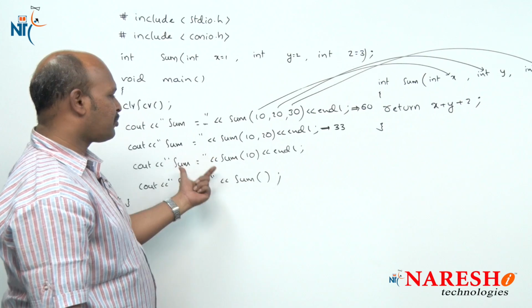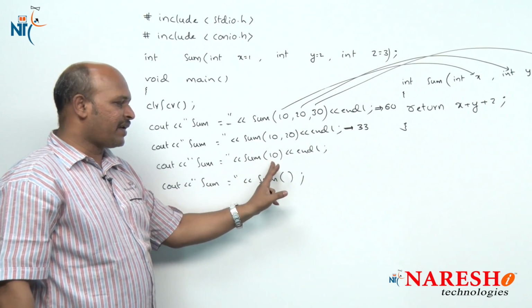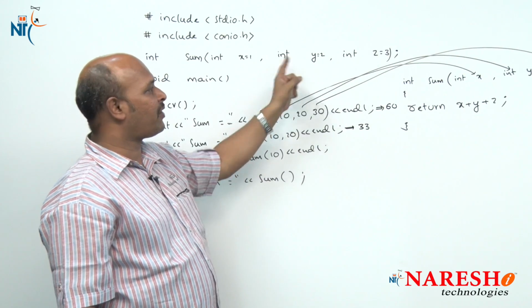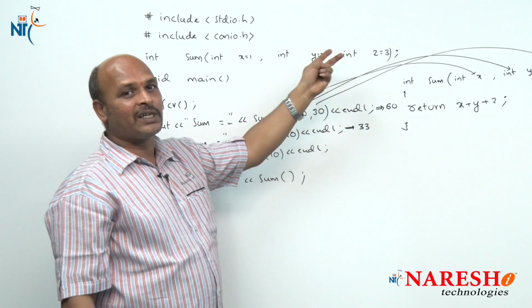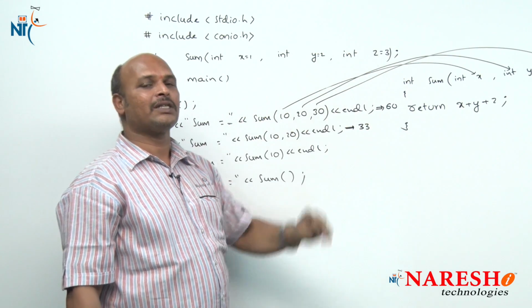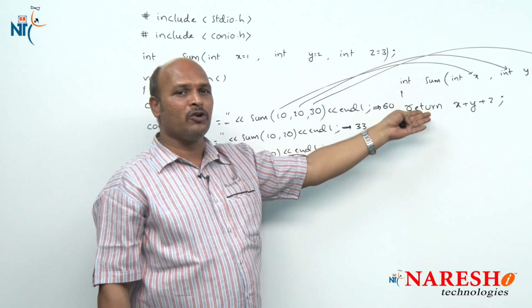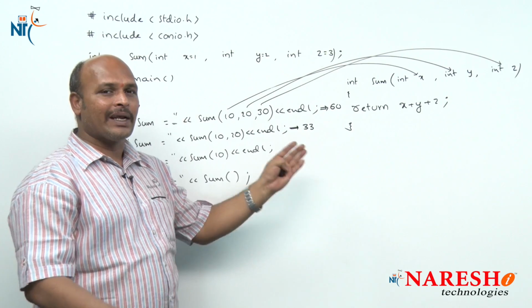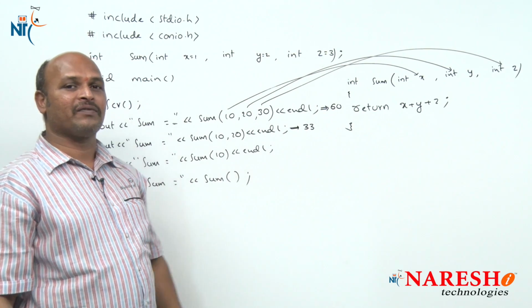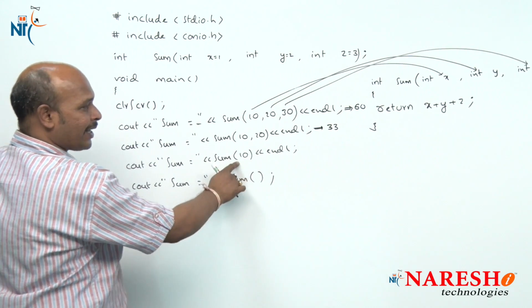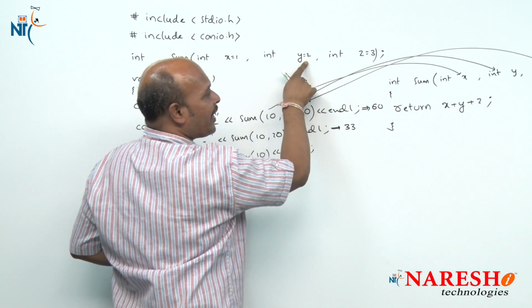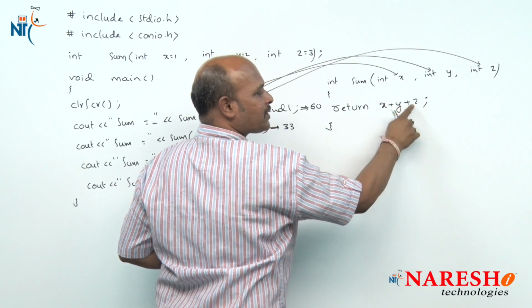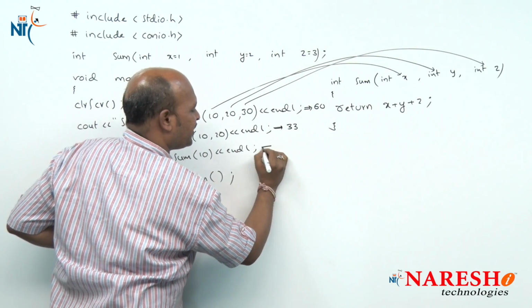Next, come to the third one, sum of 10. Now 10 is passed to x, but there is no matching value for y and z. Now y and z are replaced with 2 and 3. That's why your program becomes x value 10, y value 2, z value 3. That's why 10 plus 2 plus 3, answer 15.